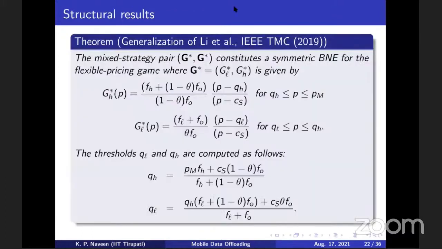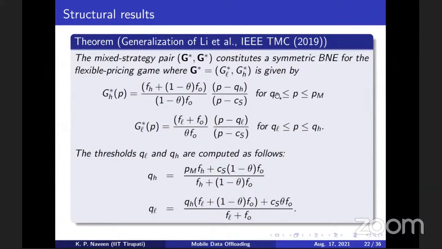We actually characterize that in this theorem. This theorem essentially generalizes the result of Lee et al. I'll mention that result also. This is the particular distribution that we obtain. Recall that we are talking about a symmetric case, so this is the distribution used by both SSPs. When the flow is high, the price is fixed from this distribution. When the flow is low, the price is fixed from this distribution.